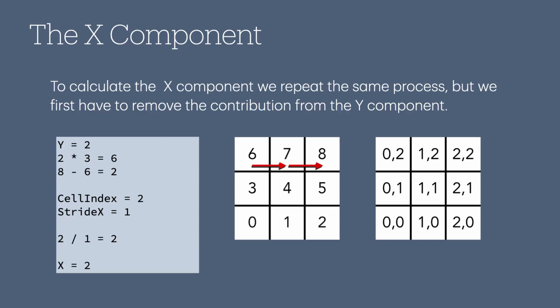So we take the remainder, which is 2, and we divide it by the stride in the x direction. This gives us 2 divided by 1, which is 2, and that is the correct x component for the cell with index 8. This same process can be extended to any number of dimensions as long as we always start with the direction that has the largest stride and work our way downwards, always using the remainder from the previous step until we reach the first coordinate with a stride of 1.